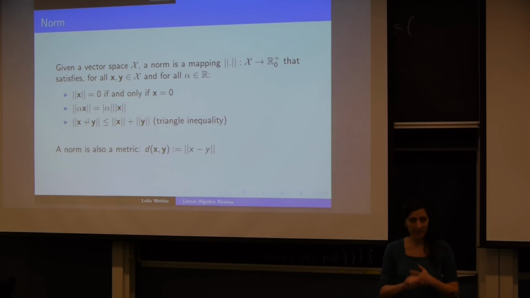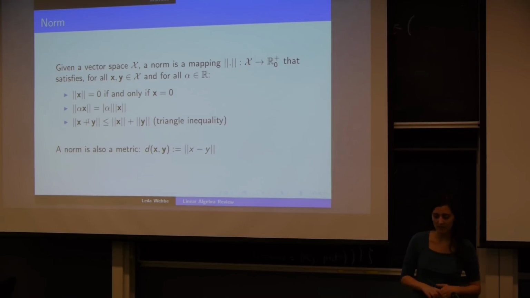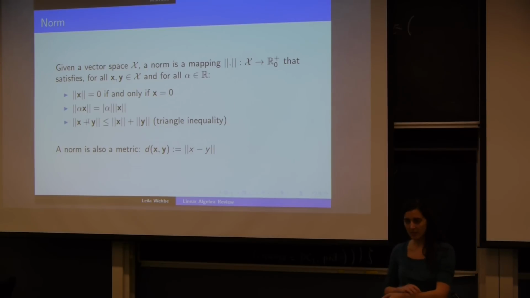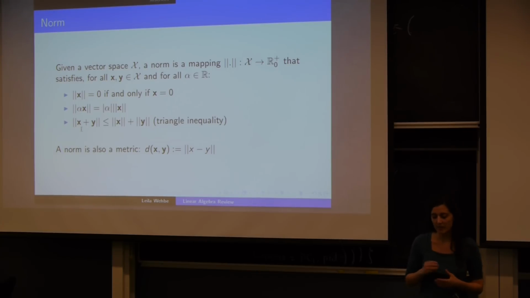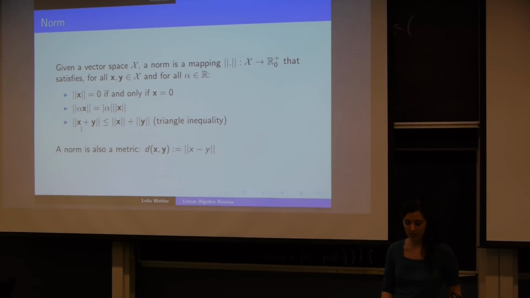The norm of x is 0 if and only if x is 0. The norm of alpha x is the absolute value of alpha times the norm of x. And finally, the norm of x plus y is smaller or equal to the norm of x plus the norm of y. And this is the triangle inequality.